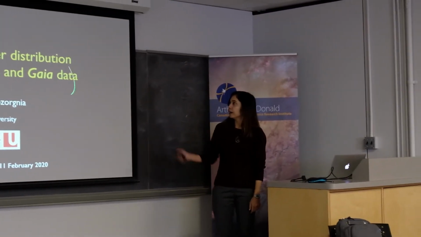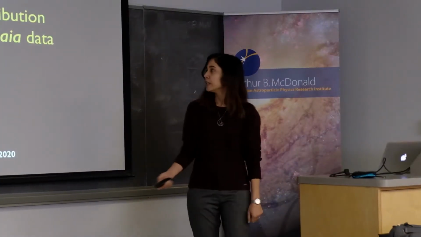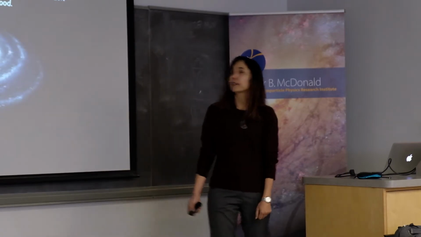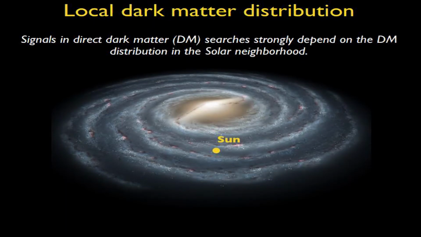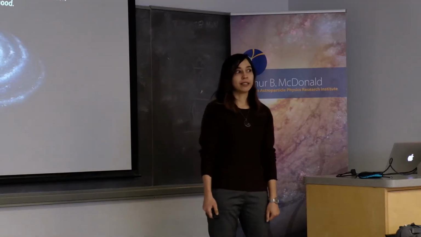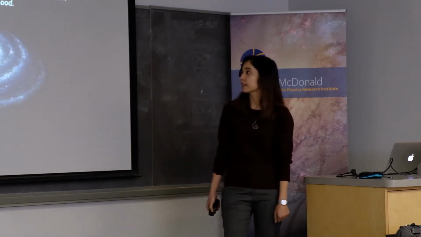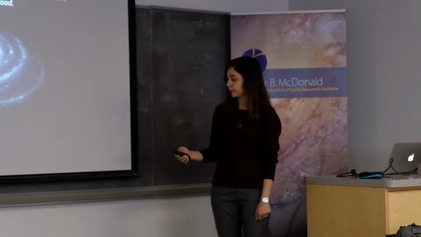Talk more about what we can learn about the dark matter distribution from cosmological simulations and astronomical data. So why is this important in terms of looking from the perspective of dark matter searches? Well, for direct detection searches, these searches are really strongly dependent on one of the inputs in these calculations of the rates of these searches, which is the dark matter distribution in the solar neighborhood.